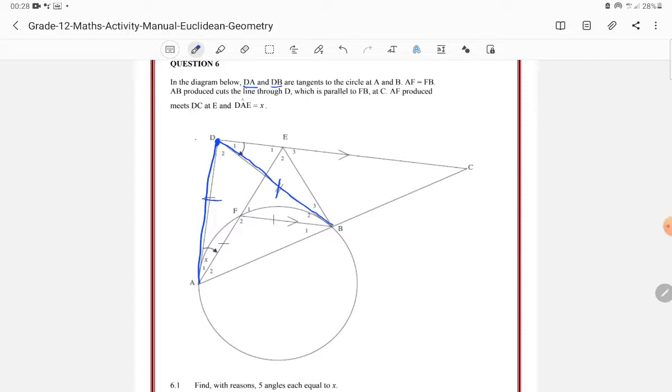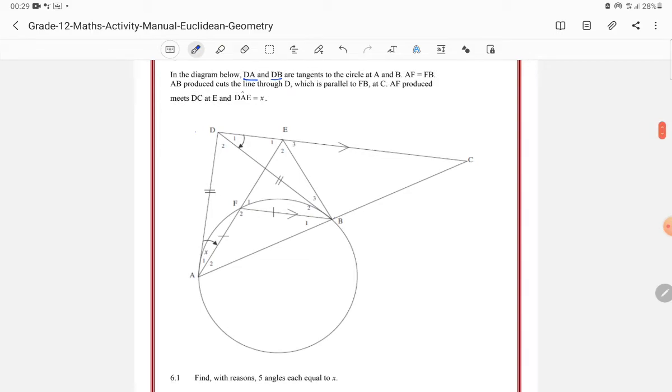So there was really no reason for them to tell us that AD is equal to BD, because we knew it by the theorem that these two lines have to be equal to each other because they are tangents from the same point outside the circle. Now AF is equal to FB. This is AF, which is equal to FB.